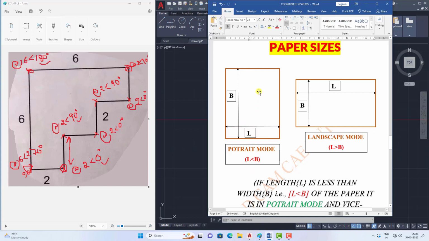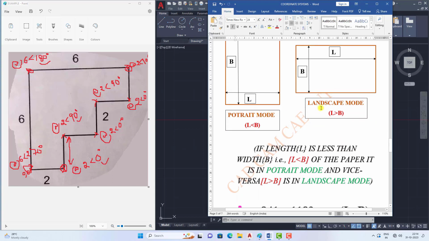And see here, this is the landscape mode. This is the length and this is the width, right? If you turn the paper 90 degrees and look at this paper, the rectangle appears in the horizontal direction. This type of paper orientation is known as the landscape mode. So this is one paper orientation, and this is the second type of orientation. Depending on the orientation of the paper, there are portrait mode and landscape mode.